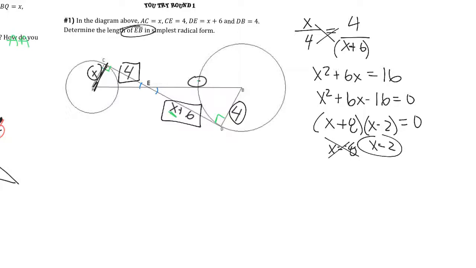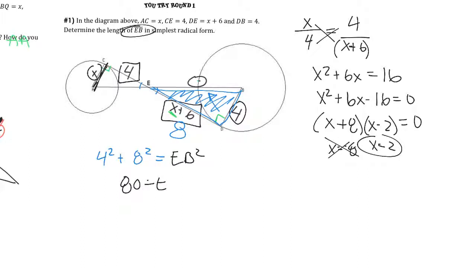All right, now if I want to find this missing side, EB, that's what the question is asking for. Now that I know my x, this side is 2 plus 6, which is 8. So that's my hypotenuse of a right triangle here. So I'm going to do 4 squared plus 8 squared equals, I'm trying to find side EB. 4 squared 16, 8 squared 64, add those together, you get 80.